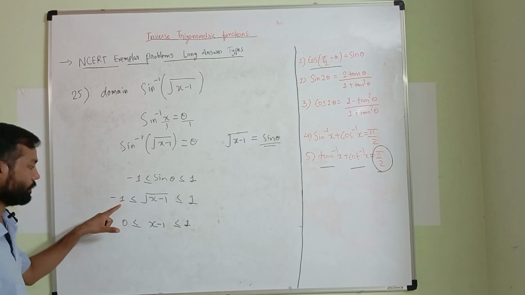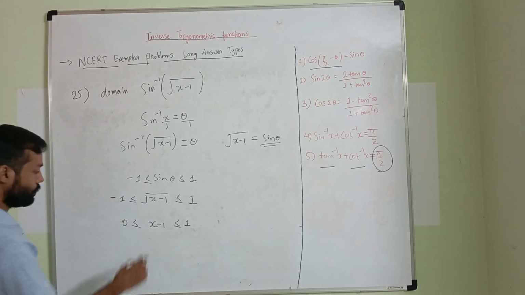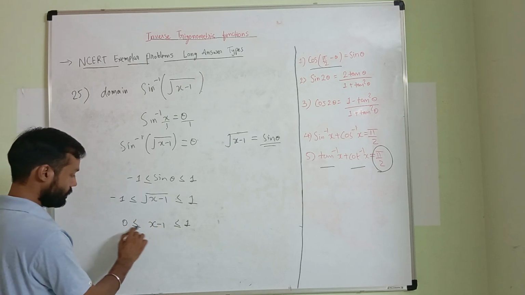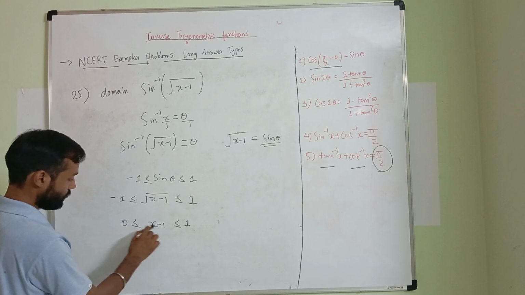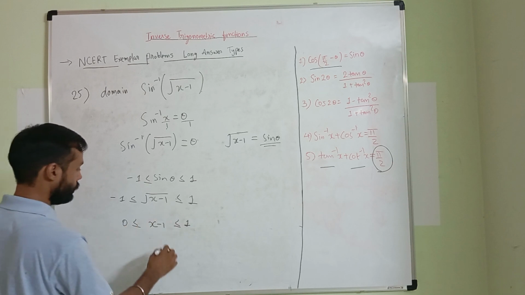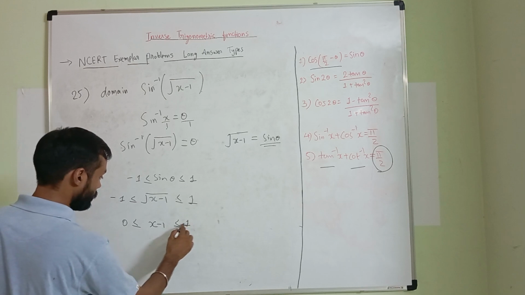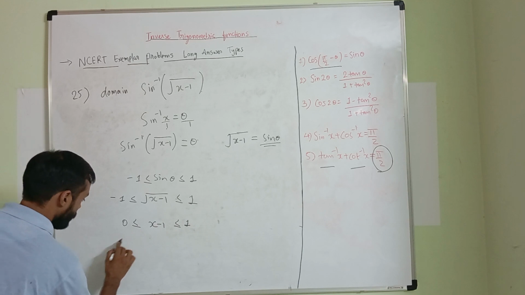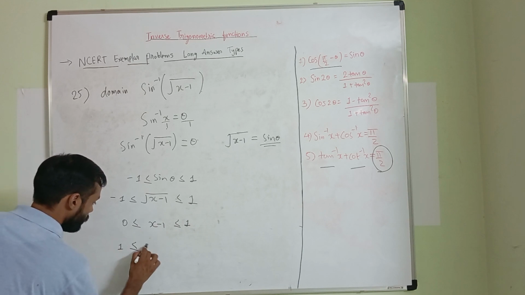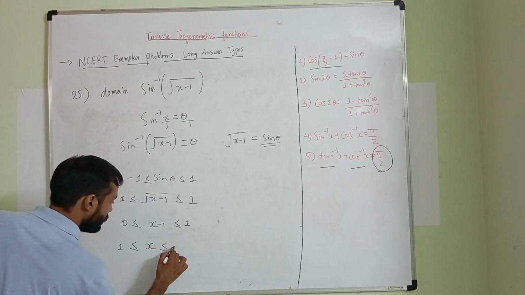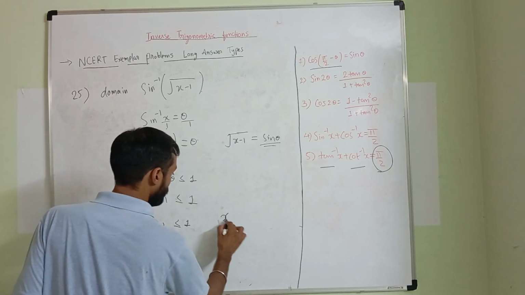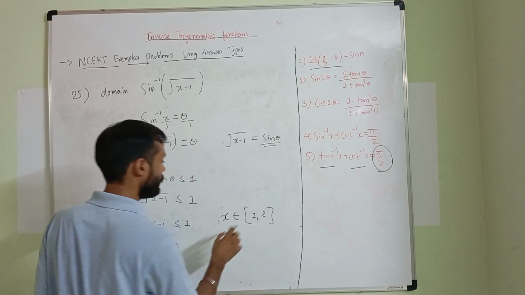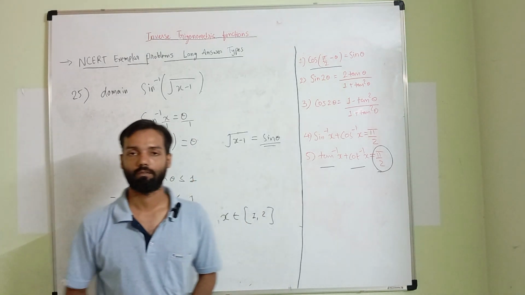Because here also we will get 1. Finally, the quantity under the root should not be less than 0. Hence we are writing 0 less than or equal to x minus 1 less than or equal to 1. Now adding 1, we get 1 less than or equal to x less than or equal to 2. Hence x belongs to 1 to 2, which is the domain of the required function.